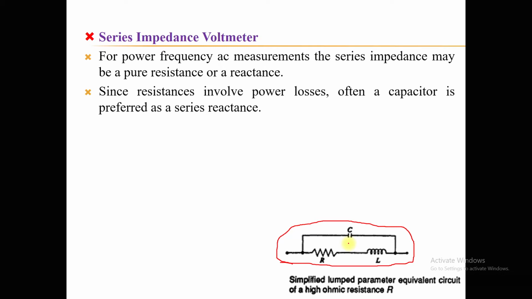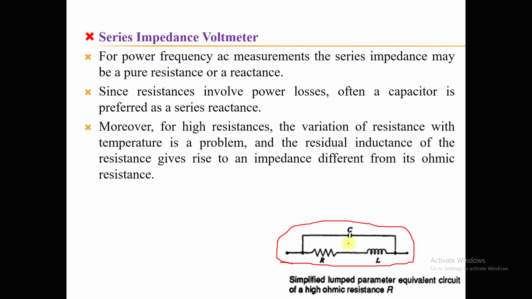Series resistance, as we have seen, has drawbacks. It involves power loss, and often a capacitor is preferred as series reactance. Once we use a capacitor instead of resistance, it reduces the chances of power loss. Another thing is that with high resistance there is always a variation of resistance with temperature, which is a problem, and of course the residual inductance of the resistance gives rise to an impedance which is quite different from its ohmic resistance value. So this is the drawback associated with the use of a simple resistive method.